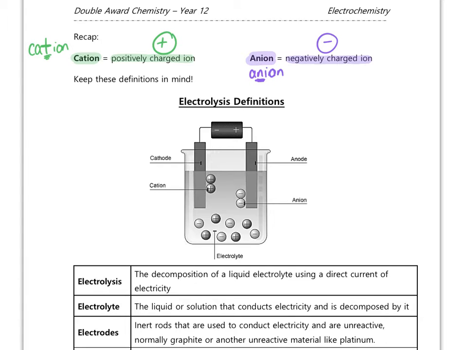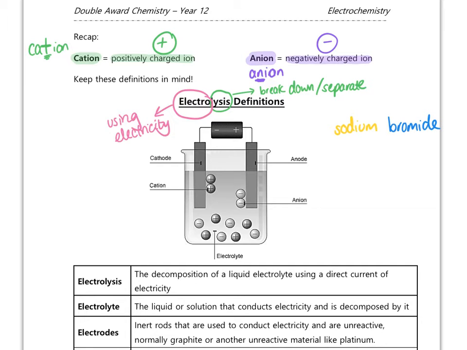Then we're going to move on to some new definitions that you haven't met before. So remember that this word electrolysis essentially means breaking up or separating something using electricity. Now that wouldn't get you the marks in an exam, you do have to come up with an exact definition, but it's good to keep that at the back of your mind. We're splitting things up, we're separating compounds using electricity.